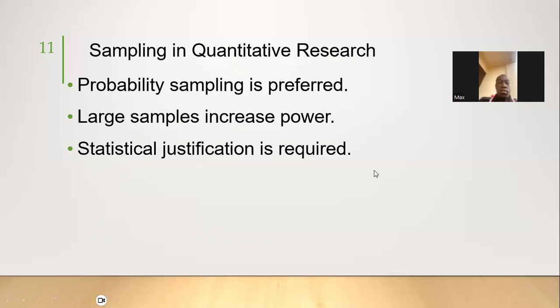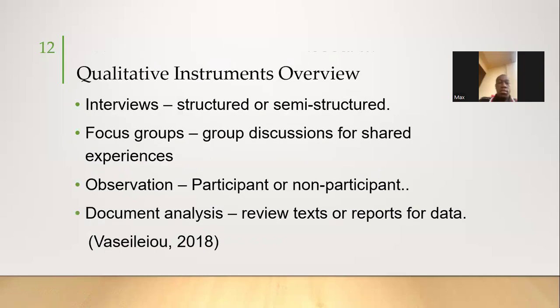Slide 12. We have qualitative instruments overview. These collect detailed and descriptive data. Examples: interviews, asking open questions; focus groups, that's group discussions; observation, like watching behavior; and document analysis, that's studying written materials. They focus on understanding experiences.